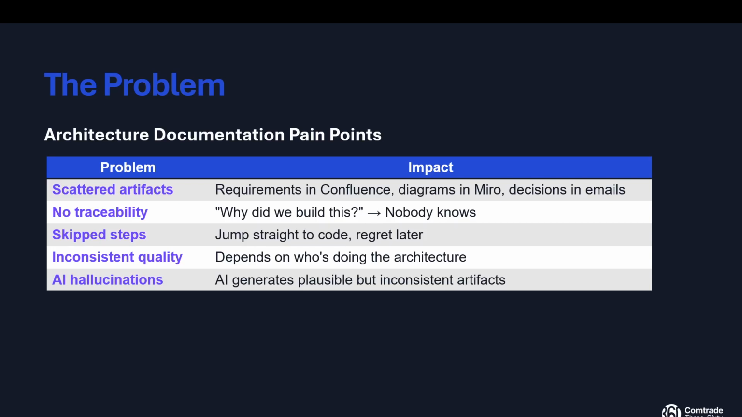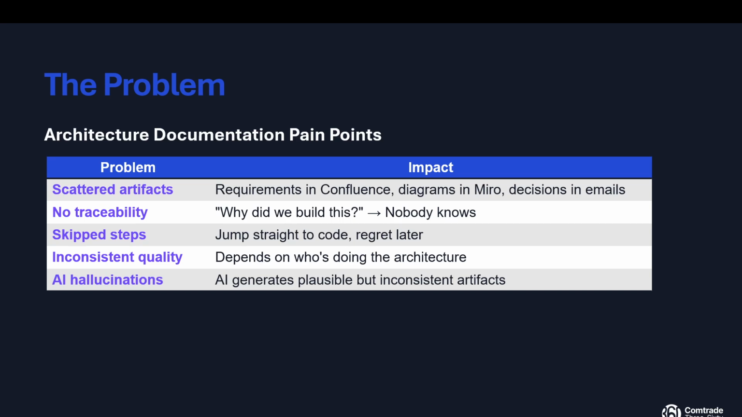Before we dive into the solution itself, let's first talk about the problems we often see in projects. And I'm willing to bet that many of you have experienced at least some of those pain points. First, what we often see in projects is scattered artifacts. Often your requirements live in Confluence, your diagrams are in Miro or Lucidchart, your architecture decisions, well, they are buried somewhere in Slack threads or email chains.